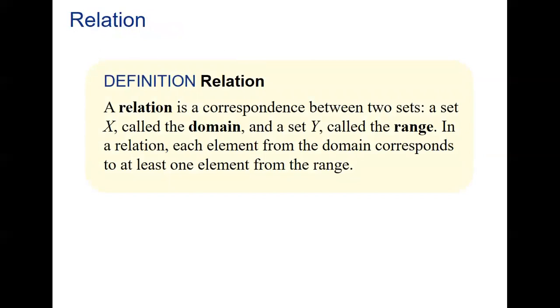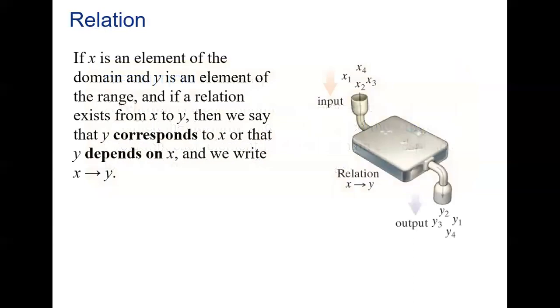A relation is a correspondence between two sets, a set X, called the domain, and a set Y, called your range. Yes? All right. So when you have a relation, that means you have something being input and something being given as an output. So you have an input and an output, okay? The relation is what takes place in the middle, and boop, there's your output.